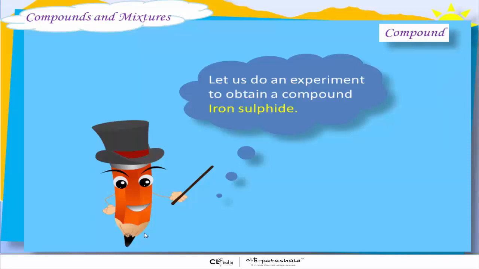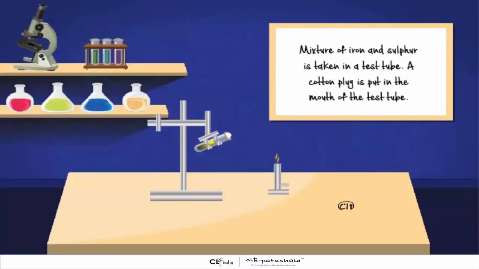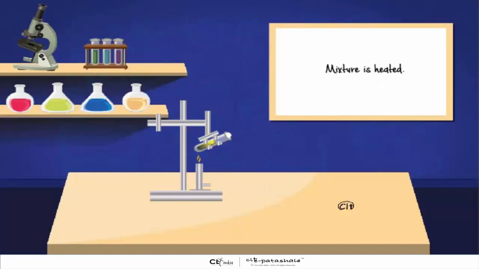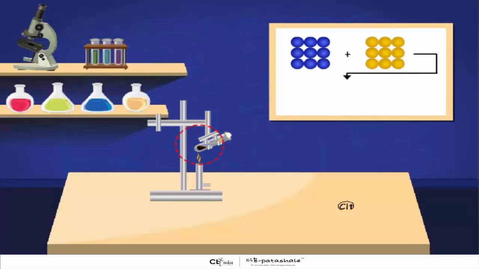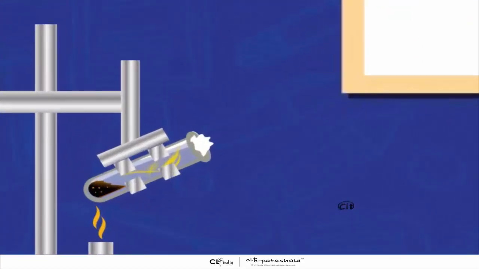Now let us do an activity and obtain the iron sulfide. Now how do we obtain iron sulfide? First we have to take a mixture of iron and sulfur and heat it. After heating it, we'll see a black compound is there. So iron and sulfur, when we heat it, forms iron sulfide. So the black compound that you see here is nothing but iron sulfide.